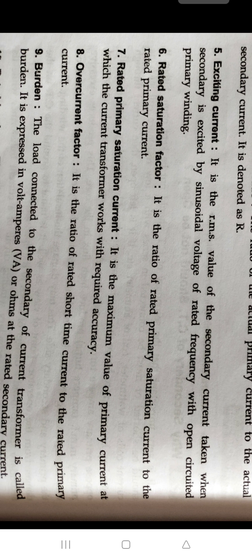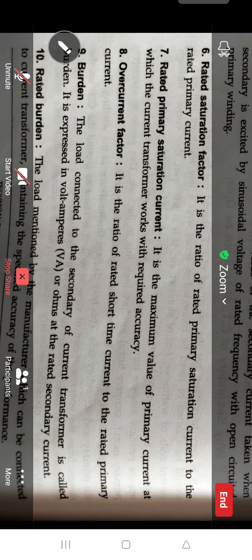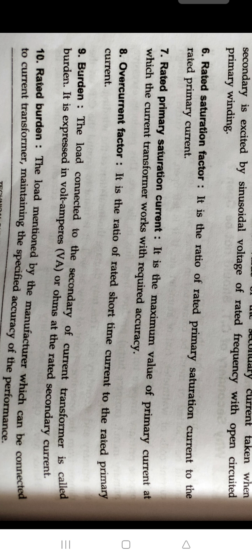7.1 rated primary saturation current. It is the maximum value of primary current at which the current transformer works with required accuracy. So in faulty condition also the transformer can work, but it cannot work efficiently, or we can say the performance of transformer will not be up to 100%. So with the required accuracy, whatever the maximum value the current transformer can handle, it is the rated primary saturation current. 8.1 was overcurrent factor. It is the ratio of rated short time current to the rated primary current.